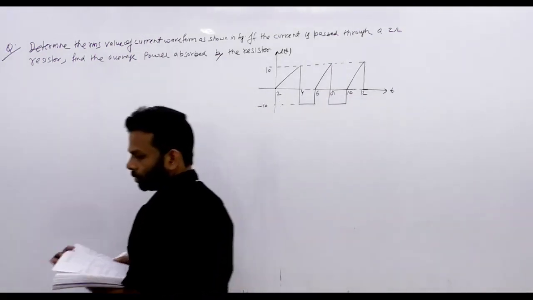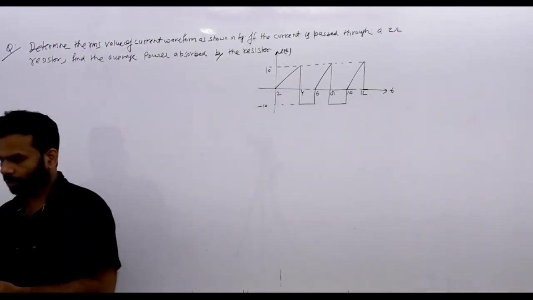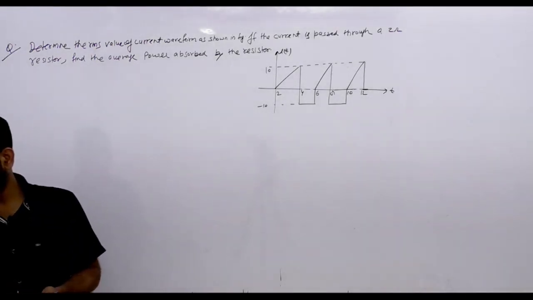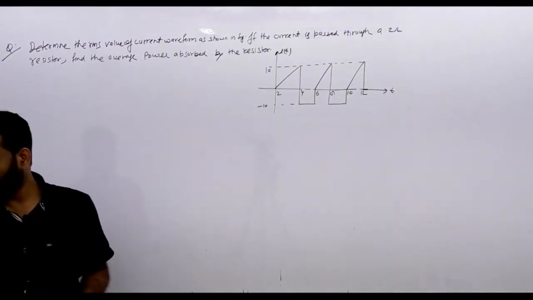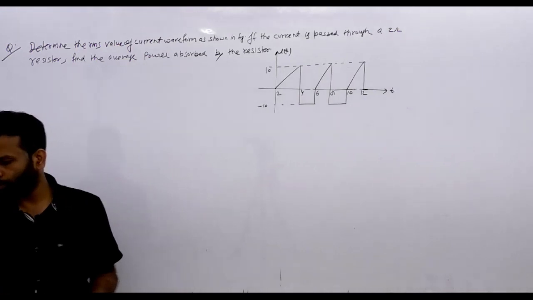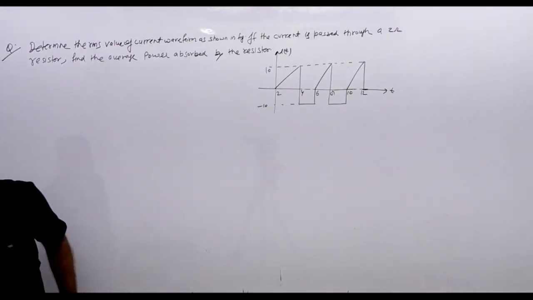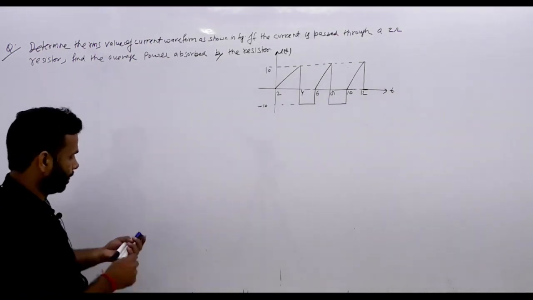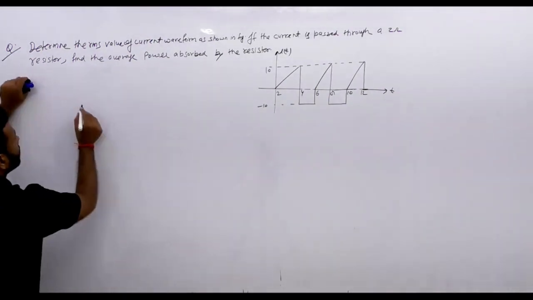So this is your question. Determine the RMS value of the waveform shown in figure. If this current is passed through a 2 ohm resistor, find the average power absorbed by the resistor. Okay, now see the solution of this question.